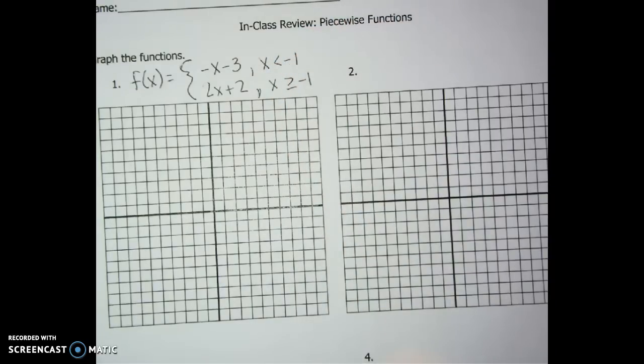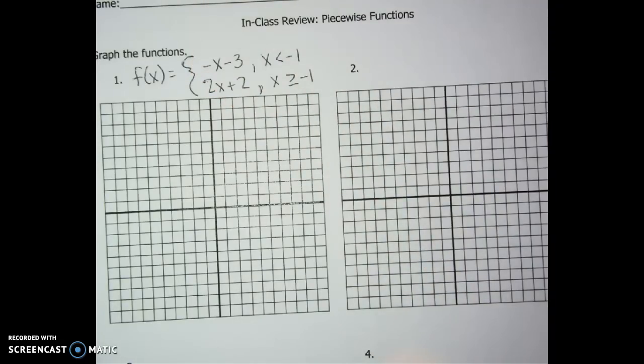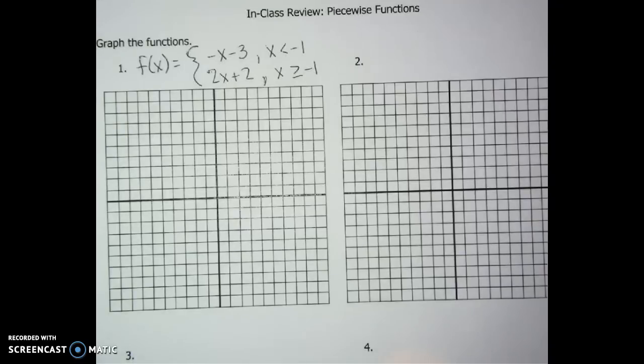So what I would like for you to do now is write this down, and then I want you to pause it and do this on your own. This is why it's review. If you just copy it down, you're not going to learn anything. So go ahead and pause it and try it on your own.